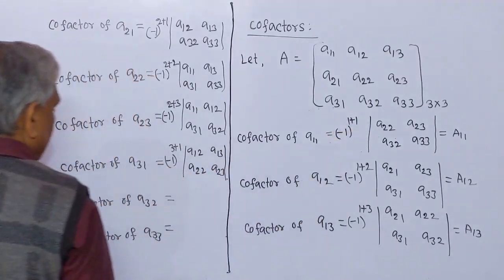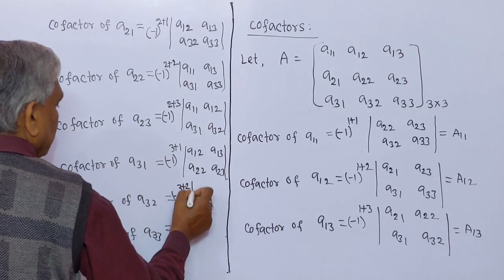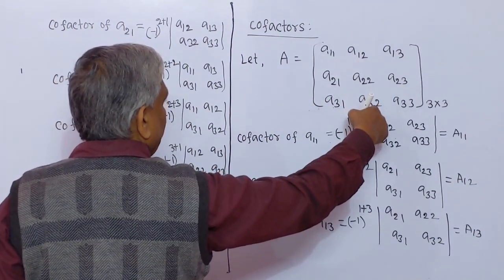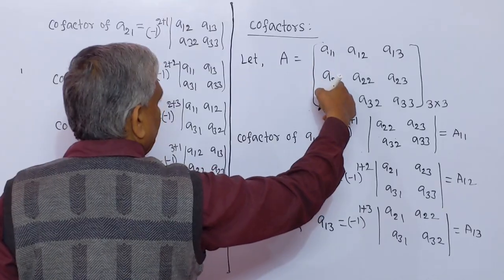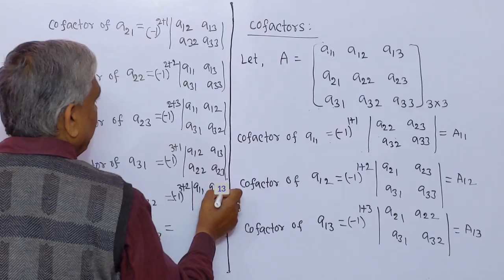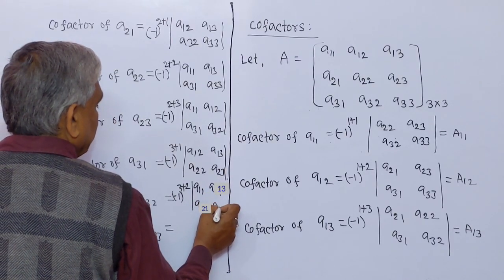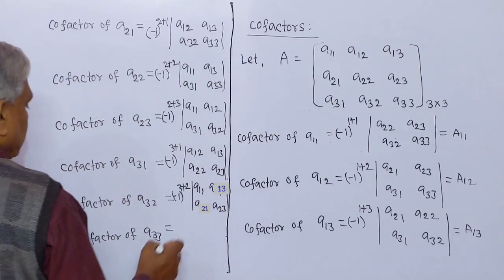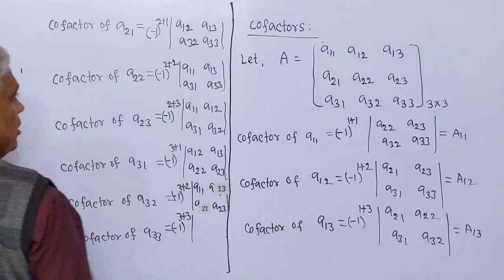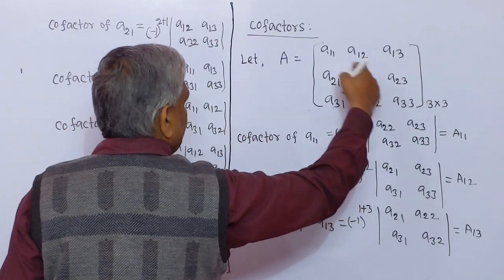Here cofactor of A32, minus 1 to the power 3 plus 2. This is third row and second column. Remains A11, A21, A11, A23. This is minus 1 to the power 3 plus 3. This third row and third column cancel.